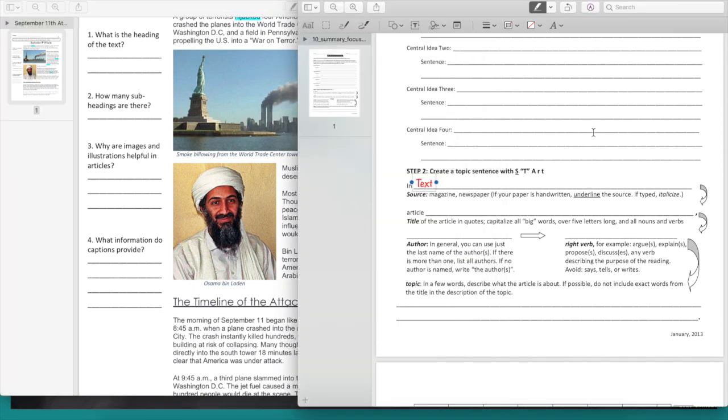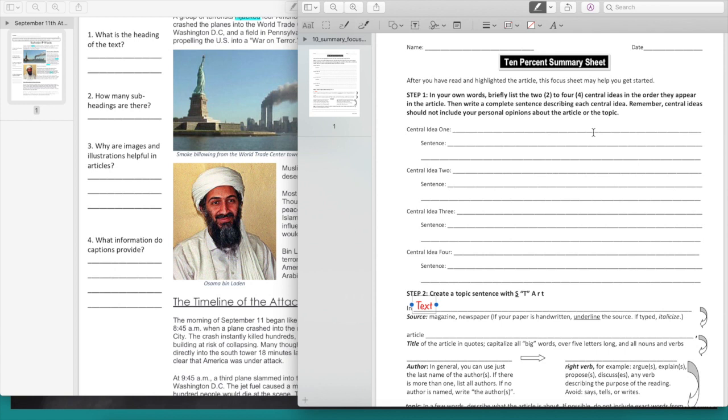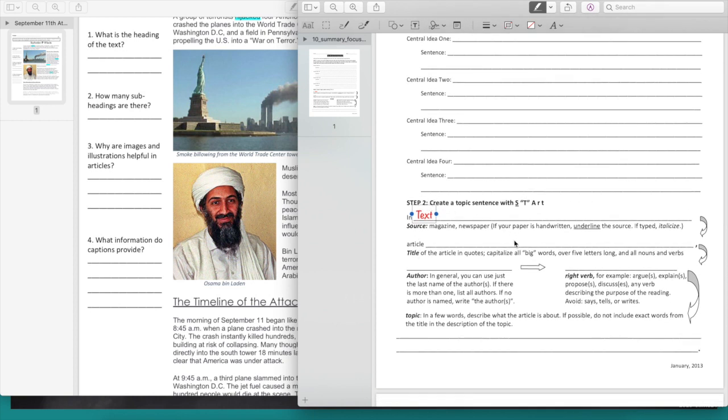So the first thing that I like to do, when I'm looking at the organizer for the 10% summary sheet, is I'm actually gonna skip step 1 and go right down to step 2, because this is technically what's gonna be the first part. And so as I'm looking at step 2, this is going to ask for my start sentence. So what is it? Where am I getting this information from? Who wrote this information that I'm writing about? Who's the author? And what is it that they're doing in the article?